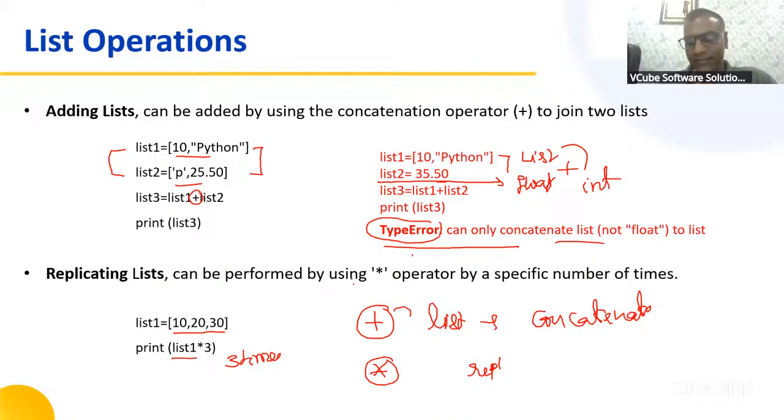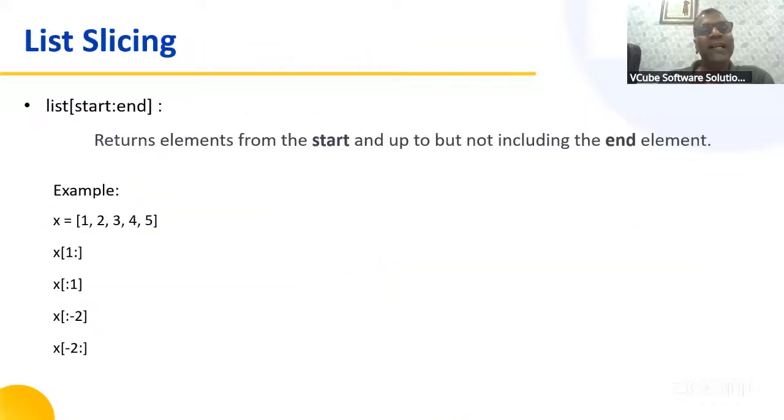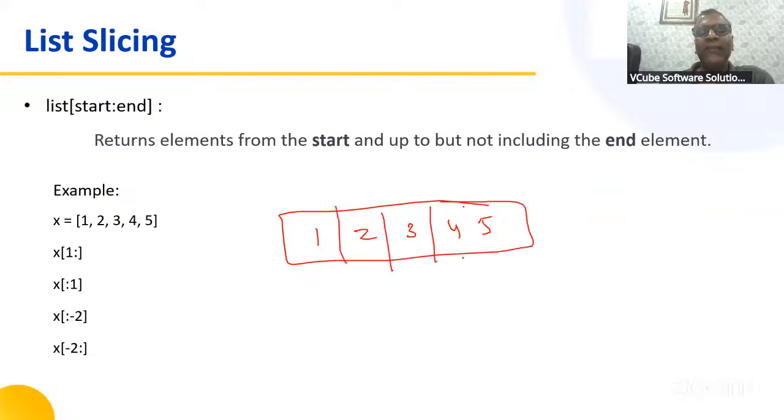Now, let me spend two to three minutes on slicing. Yesterday I discussed the rules. Now, can you please answer these questions? Take 1, 2, 3, 4, 5. Everyone do slicing like this. This is 0, 1, 2, 3, 4, which is the forward index. This is -1, -2, -3, -4, -5, which is called the backward index.